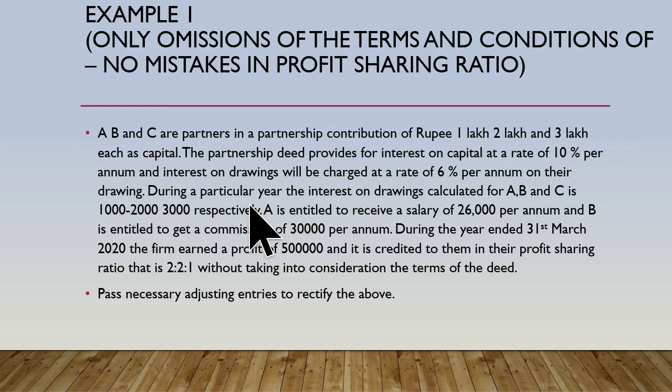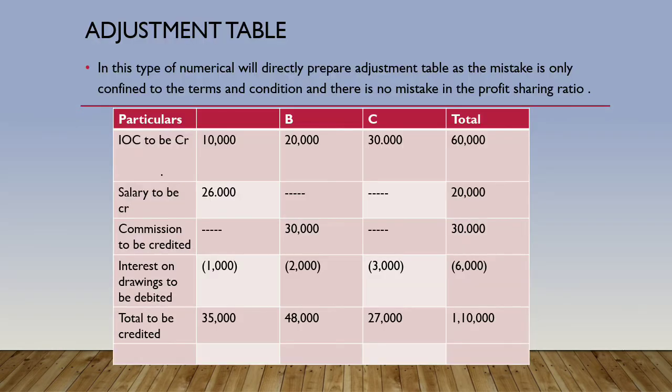Alright. So in the solution part, in the next adjustment table I prepared here, see here, it's clearly mentioned. I have 3 columns, A, B, C. Unfortunately, A is not there, it's a mistake on my part, sorry. Interest on capital to be credited 10,000, 20,000, 30,000, at 10% per annum given. So the total amount is 60,000. Salary to be credited only to A, 26,000. B nothing, C nothing. And the commission to be credited only to B, 30,000. C will not get anything. So that's the point.